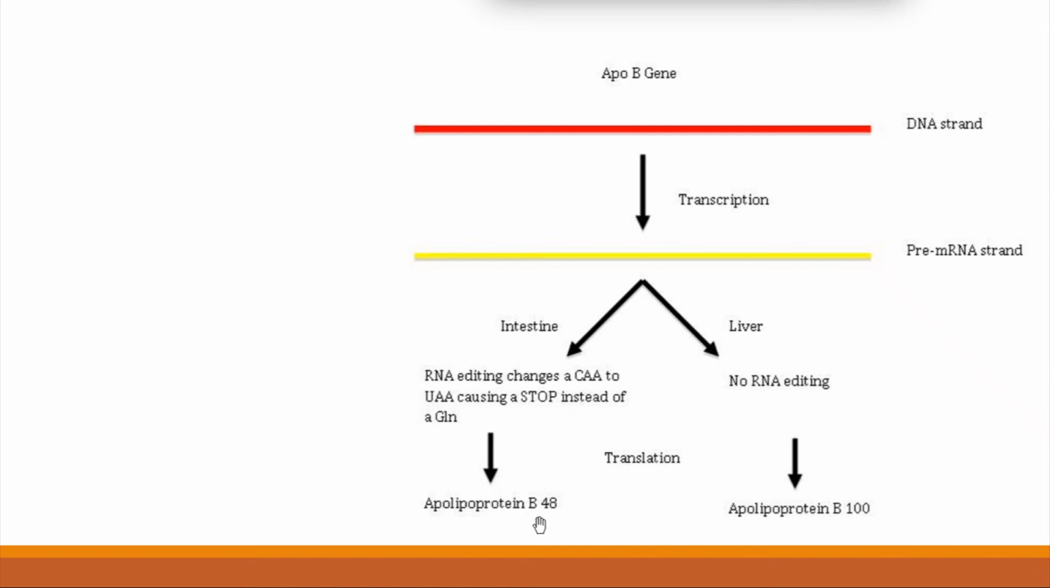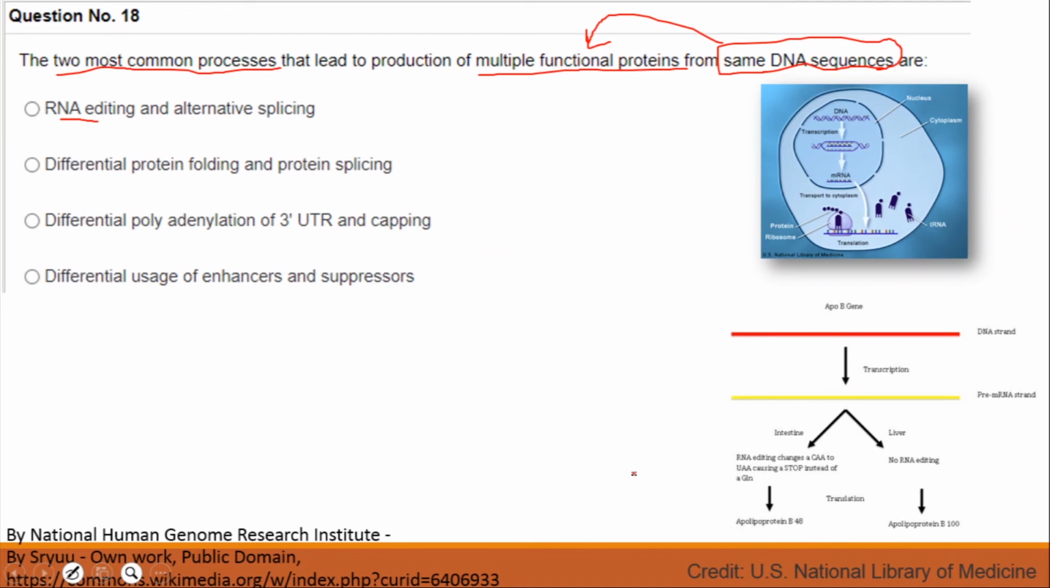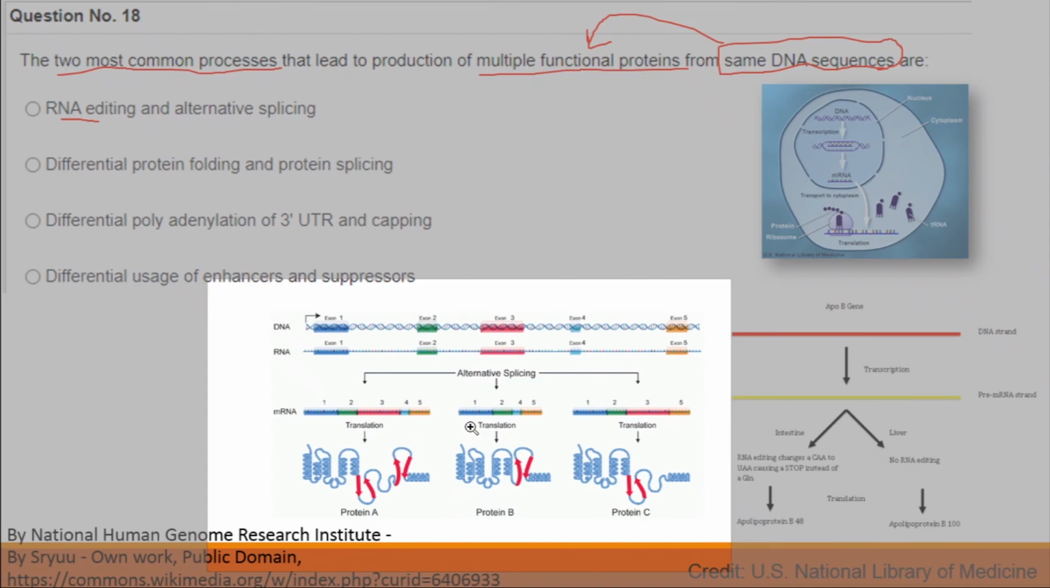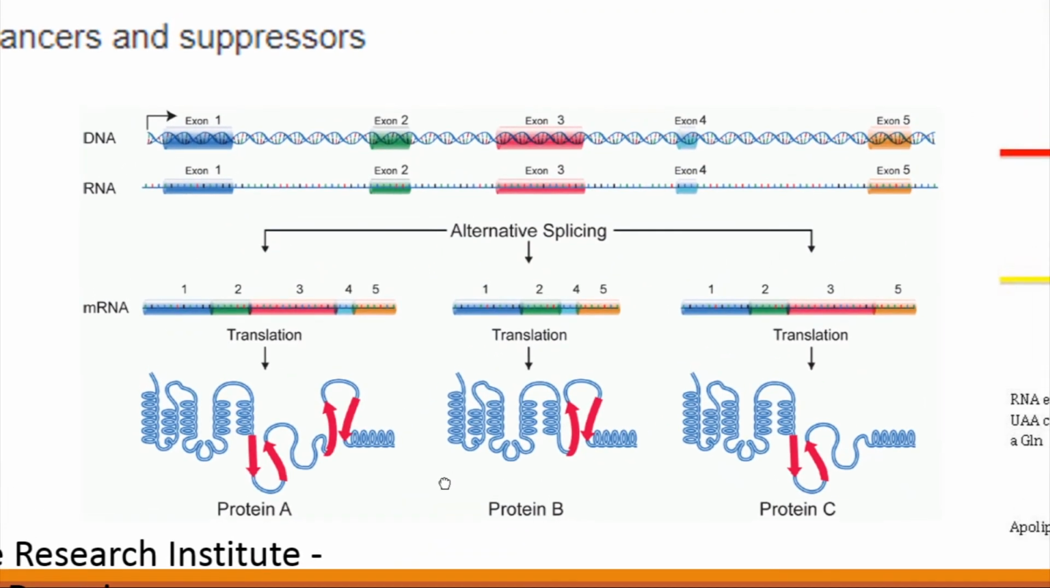As we know, UAA is a stop codon and protein synthesis is going to stop here, and you are going to get a protein comprising only 48 amino acids. Whereas if this same process takes place in the liver, then there is no RNA editing and you are going to get a protein molecule comprising 100 amino acids. Thus we can see, with the process of RNA editing, using the same DNA strand, you can get different protein molecules. Now let us learn about alternative splicing with the help of this image.